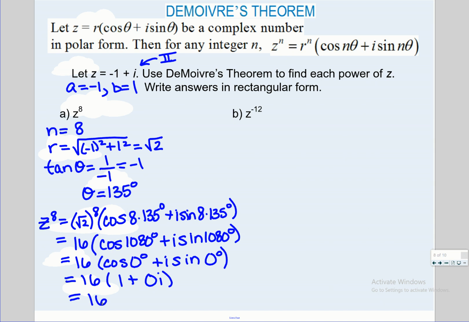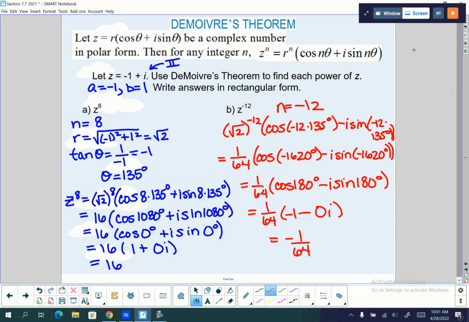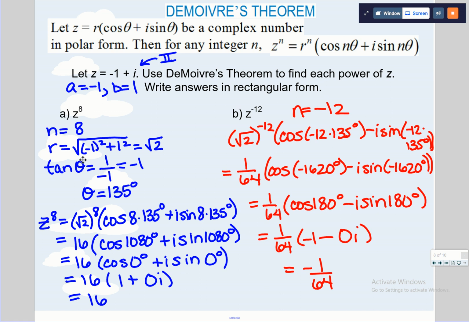All right, you guys try it to the -12th power. So you've already got the n, the r, the theta. You can reuse r and theta, at least. Your n's going to change. It's not a negative. There's no line there. 1/64. No, it is negative. It is negative. Just kidding. Sorry, I second guessed myself there for a second.